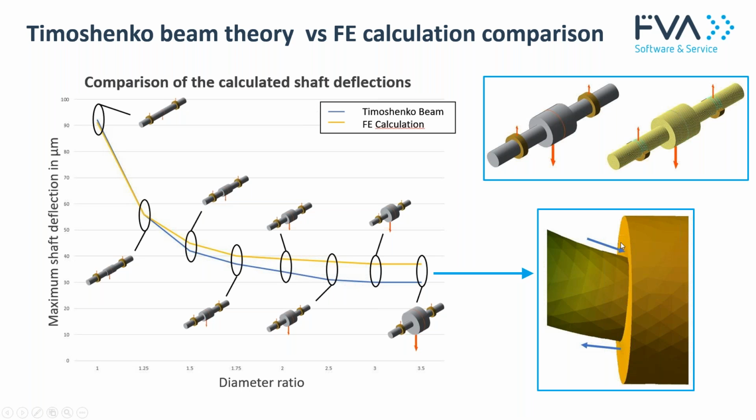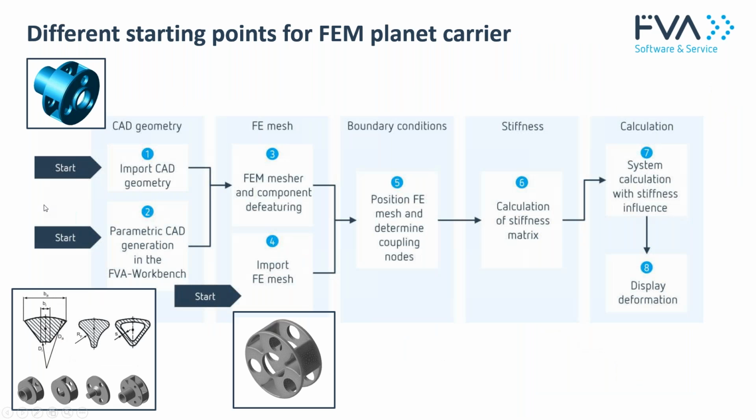So here the finite element model behaves a little bit softer and shows more deflection. But now I'd like to come back to my planet carrier. I would like to show you which possibilities you have to include the planet carrier in the gear transmission system.